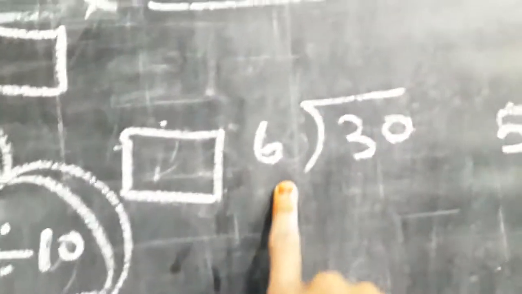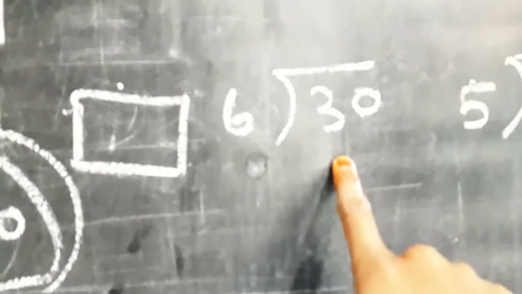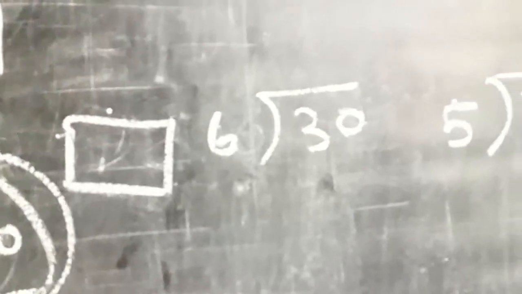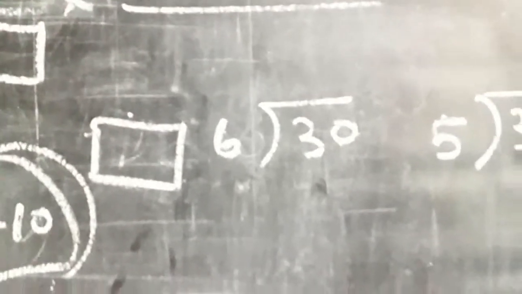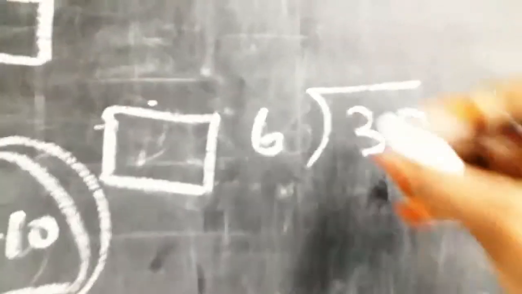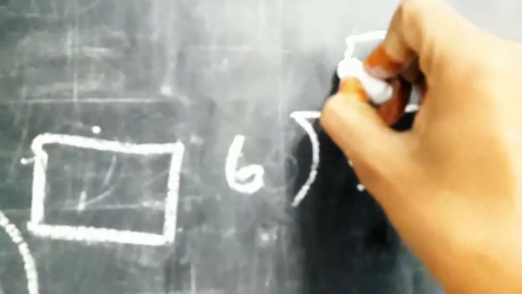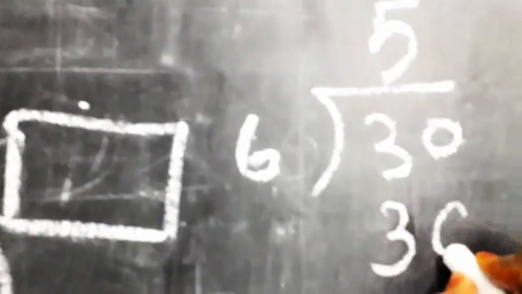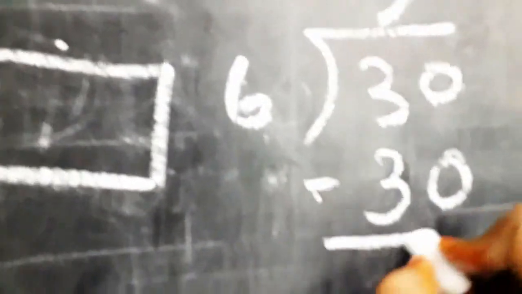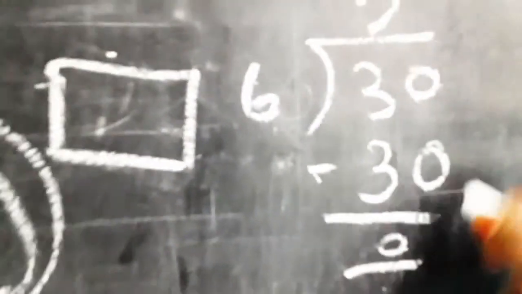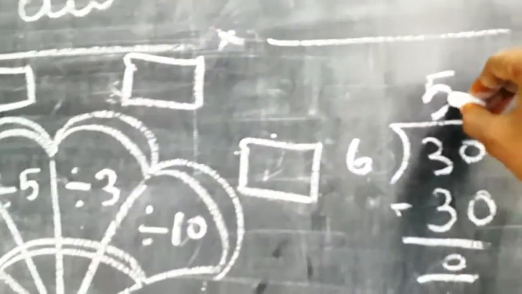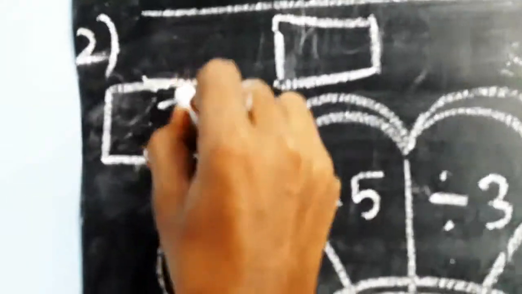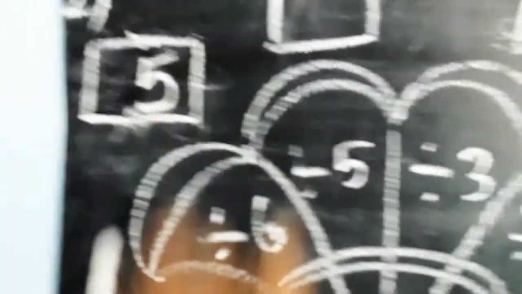13 by 6. How many 6s are 13? 1 6 is 6, 2 6s are 12, 3 6s are 18, 4 6s are 24, 5 6s are 30. So you write the number 5 in the quotient. 5 6s are 30, so you write 30 in the dividend. Now we subtract 30 minus 30 is 0. Therefore 13 divided by 6 is equal to 5. Write the answer 5 in the box.